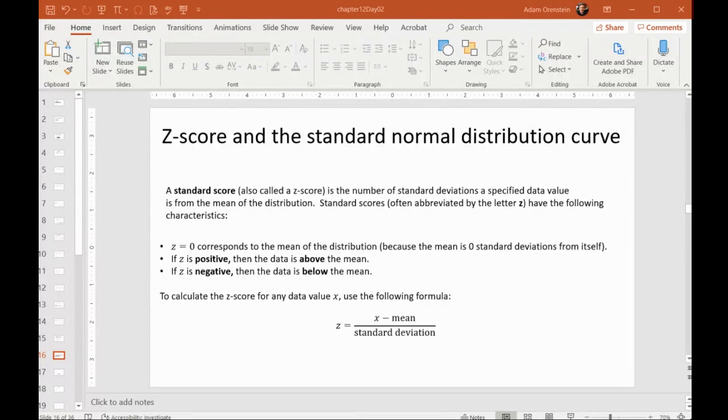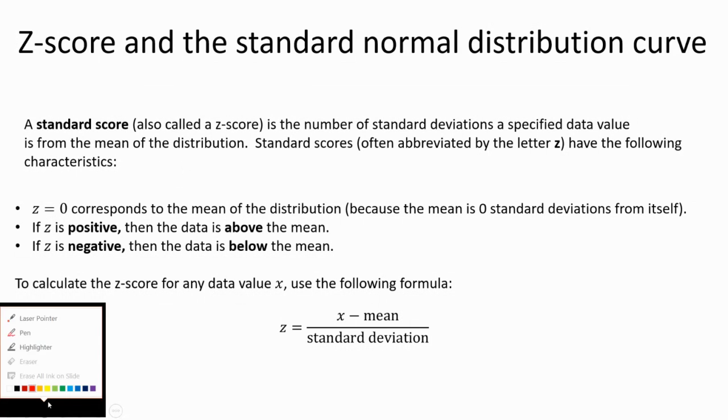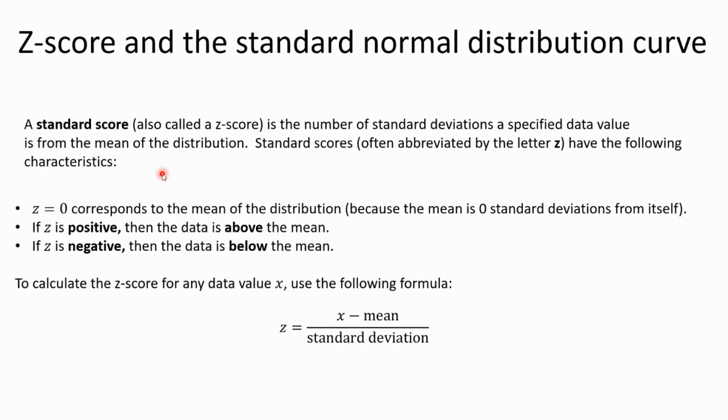Okay, so with the z-score, again, that tells you how many standard deviations the data value is from its mean. In particular, if it's 0, then you have the mean value itself.